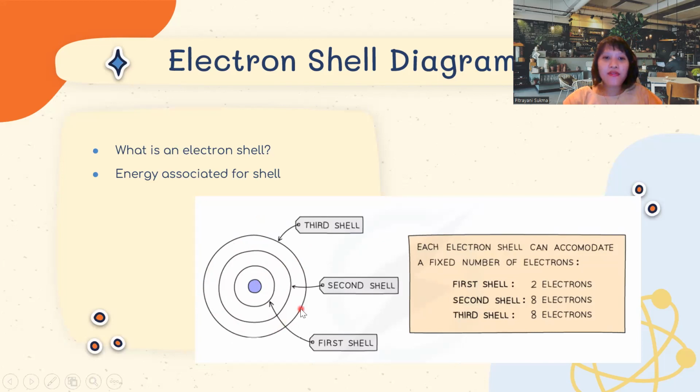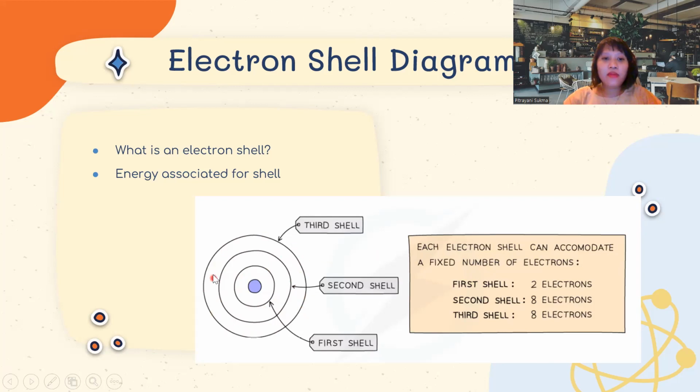And every shell contains energy. The farther the shell from the nucleus of the atom, the higher the energy. The other name for the electron shell is energy level. Each electron shell can accommodate a fixed number of electrons. The first shell can only accommodate 2 electrons. The second shell can accommodate up to 8 electrons, and the third shell also up to 8 electrons.